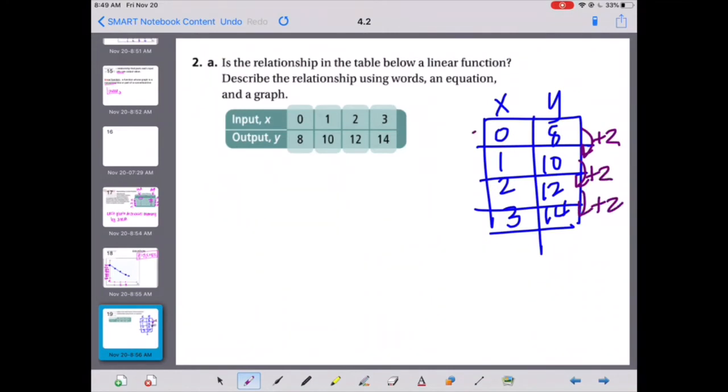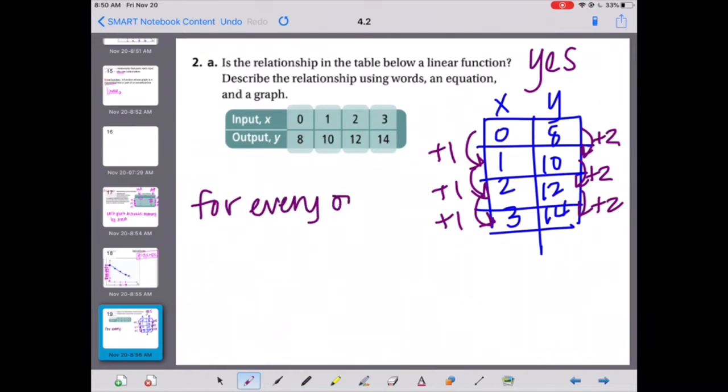All right, now I'm going to check to see if it's linear by making sure that it changes by the same amount every time. Looks like we're adding 2 each time, and these are adding 1. So I do know that it's linear. Okay, so yes, it is a linear function. Describe with words, write an equation, and then graph it.